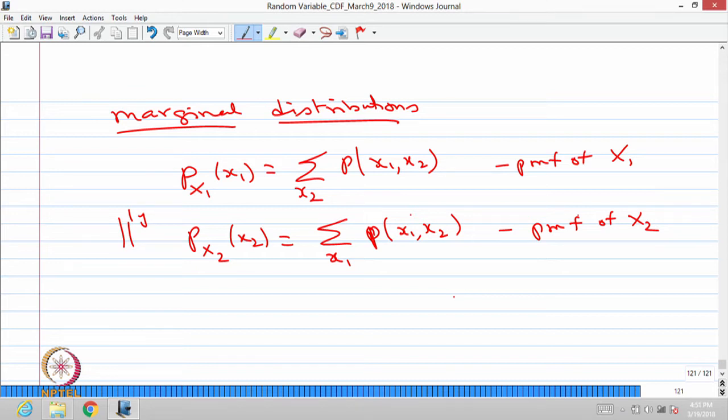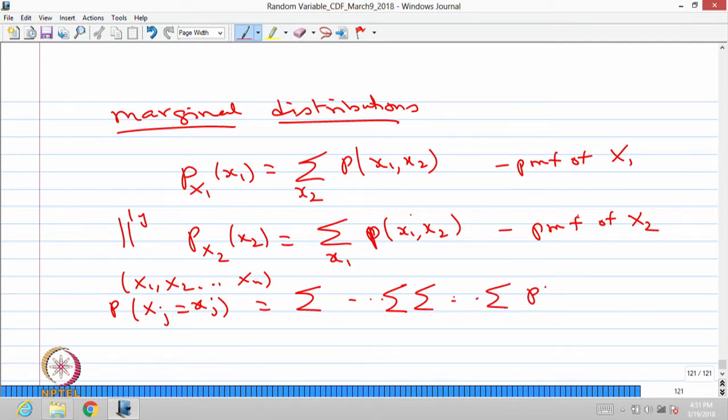The way we have done, we can go for n-dimensional random variable, then we can get the probability mass function of any one random variable xj by summing over the joint probability mass function of x1 to xn except the jth variable xj. We can get the marginal from the joint distribution.